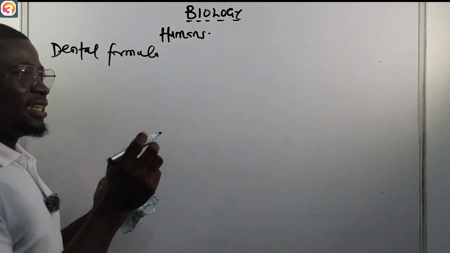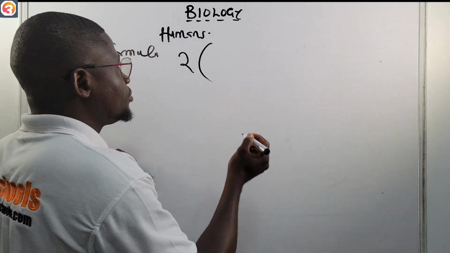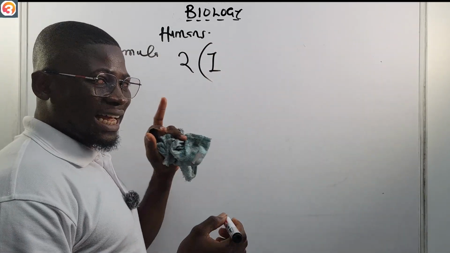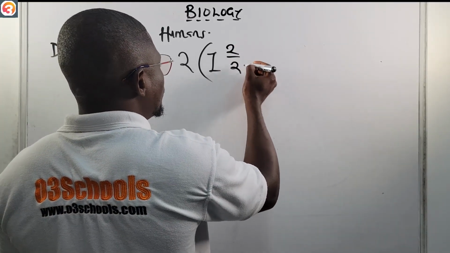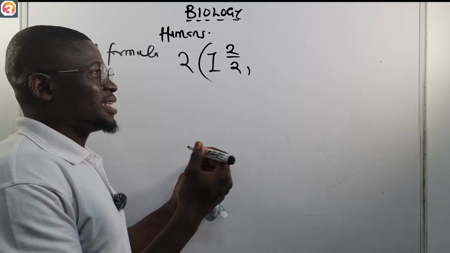is written like this: you first have your incisors, which is I. I stands for your incisors. You now say 2 over 2. Then the next one after incisors is canine.